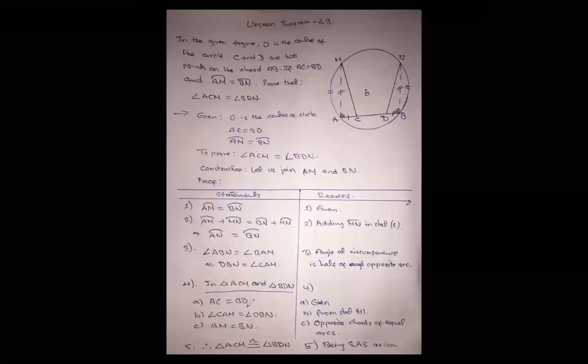So AC is equal to BD. It is given in the question itself. So CAM and BDN they are equal to each other. It is given in statement number 4. It is not statement 4. It is statement 3. Let's make it statement 3. Then after that, AM is equal to BN. AM and BN, okay, so they are equal to each other. Why are they equal to each other?